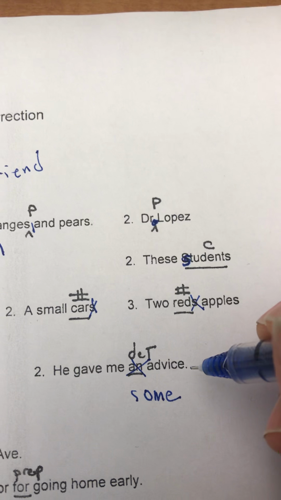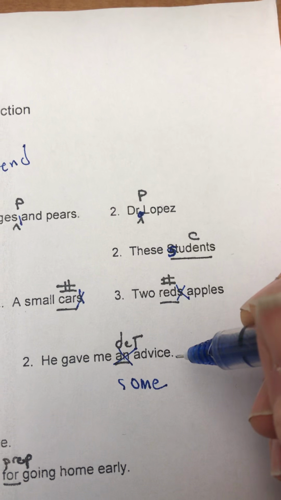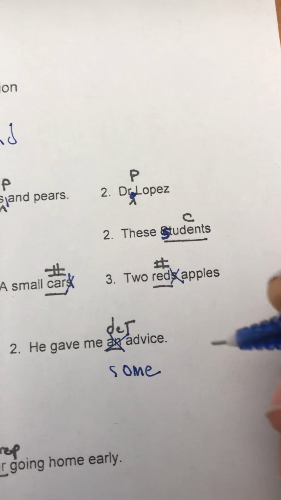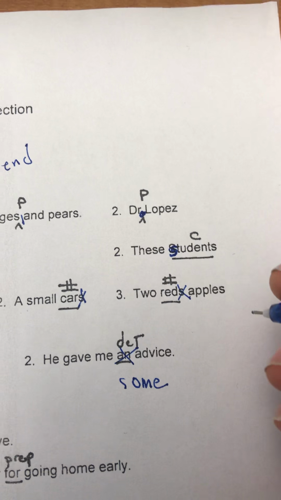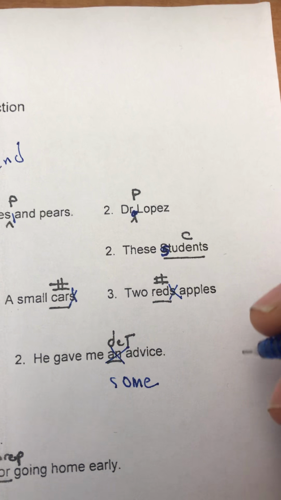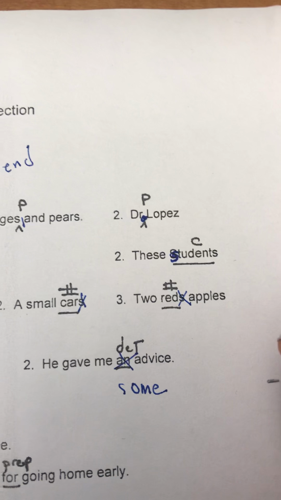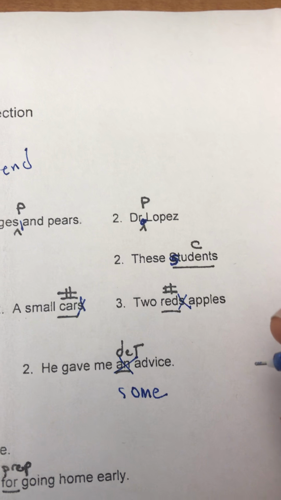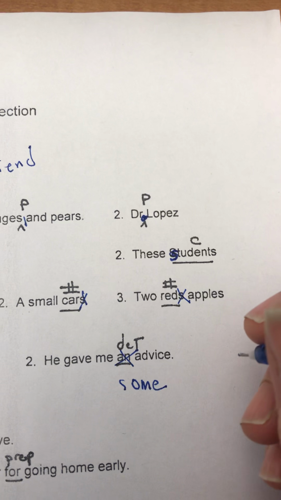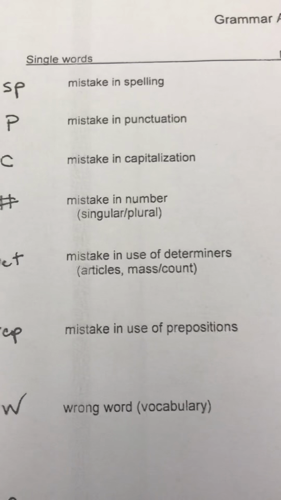Advice you can't count, just like sugar. You don't say he gave me a sugar. You would want to say he gave me a teaspoon of sugar or he gave me a cup of sugar. The same thing with advice. You can't give somebody a advice. You can give them a piece of advice or give them some advice.